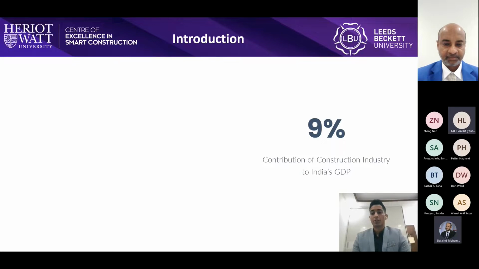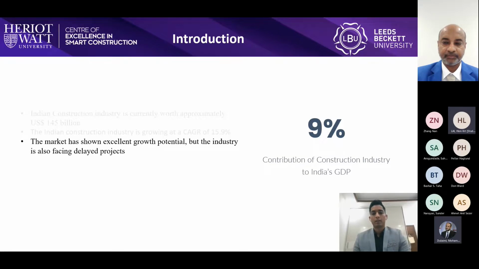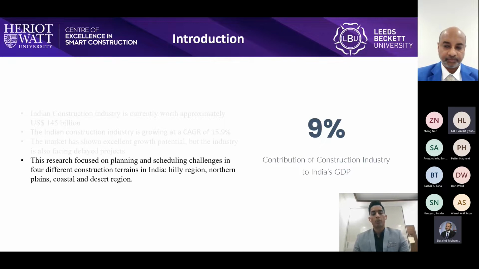The contribution of the construction industry to India's GDP is approximately 9%. The Indian construction industry is currently worth approximately $145 billion. The industry is growing at a compound annual growth rate of 15.9%. The market has shown great potential, as we can see from the numbers, but the industry is also facing delayed projects. This research focused on planning and scheduling challenges in 4 different construction terrains in India: the hilly region, the northern plains, the coastal region, and the desert region.